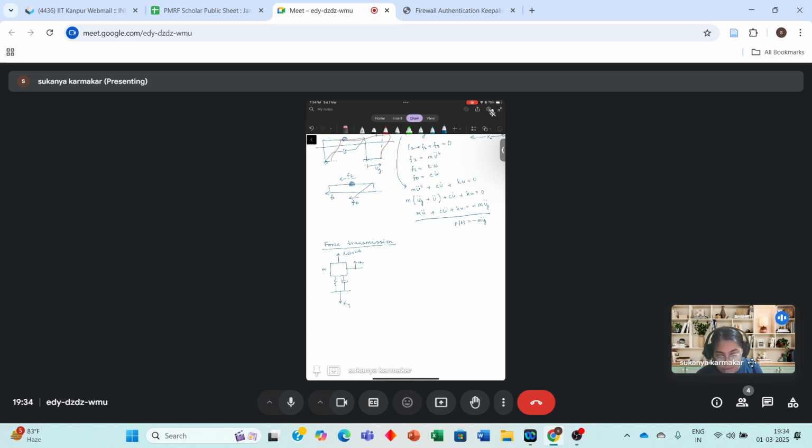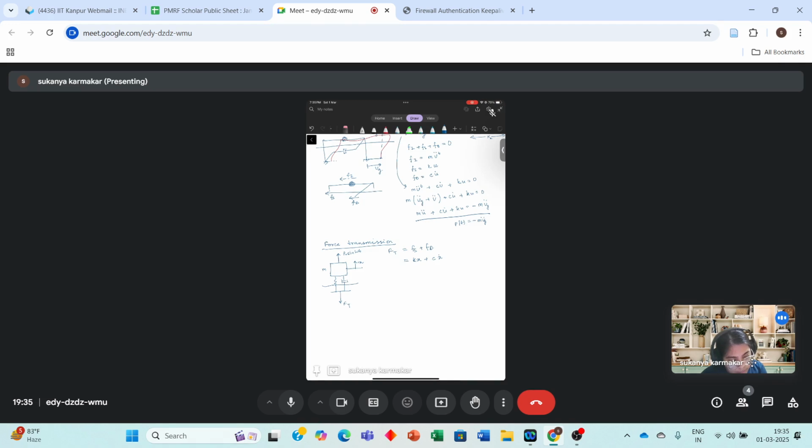So what is the force transmitted to the base, Ft? If we make a cut here, Ft will be equal to the force in the spring plus the force in the damper. The force in the spring will be k into x, and in the damper it is c into x dot.